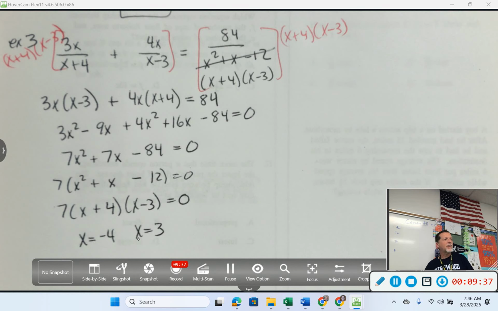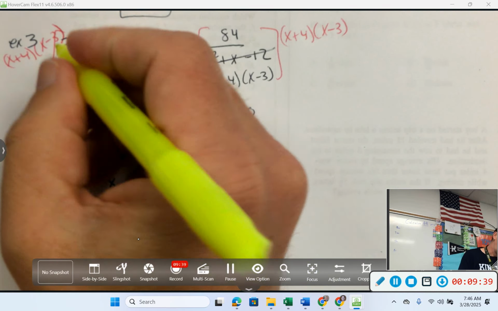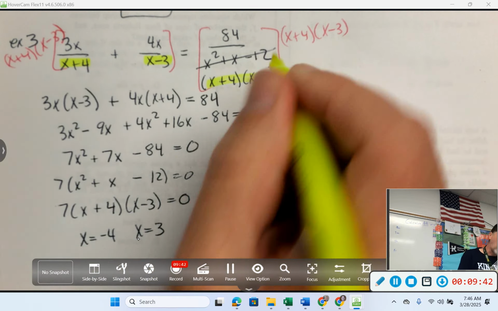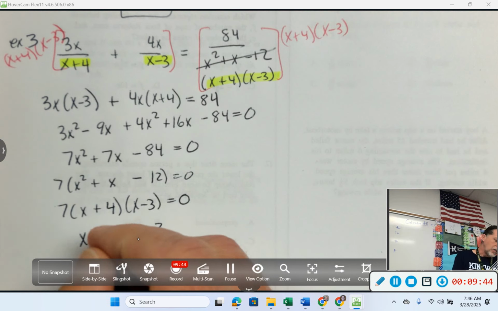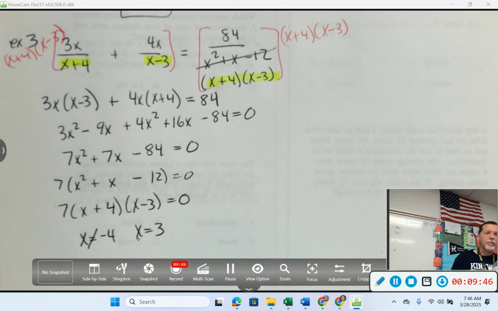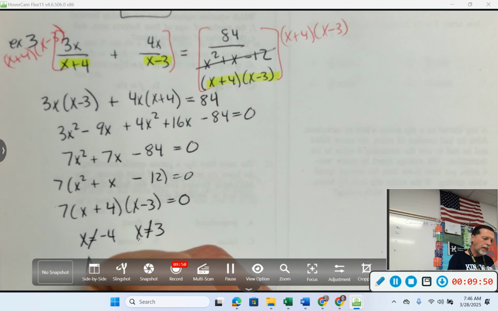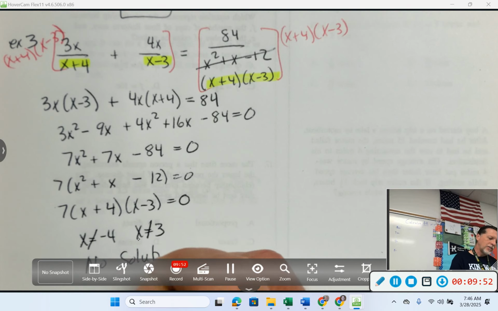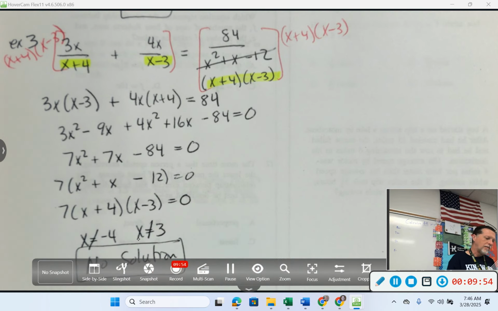Yikes. Why are we yikesing? That's problems everywhere. So I have to throw out negative 4 because that makes the bottom 0. I have to throw out 3 because that makes the denominator 0. So all that work and our answer is no solution.